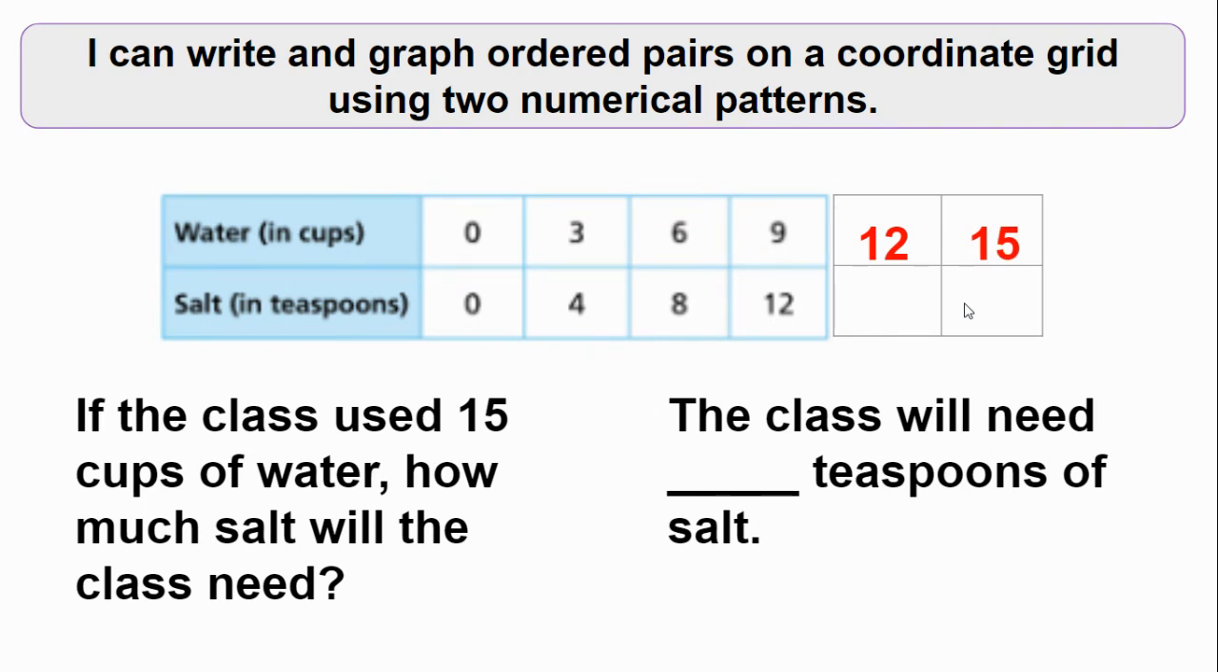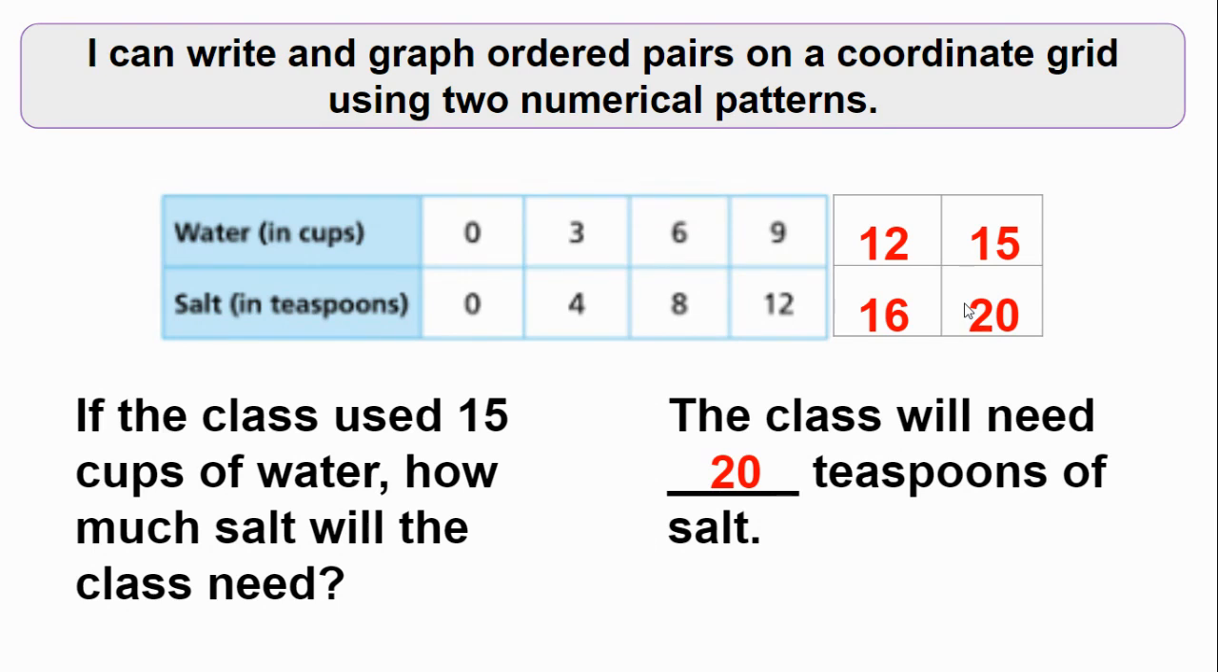Salt, I remember my pattern is to add 4. So starting at the 12, 12 plus 4 is 16, and 16 plus 4 is 20. So that means if the class uses 15 cups of water, they're going to need 20 teaspoons of salt.